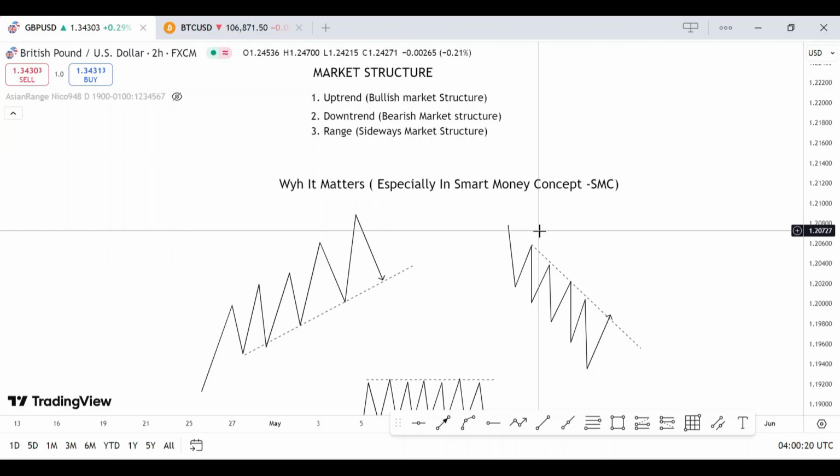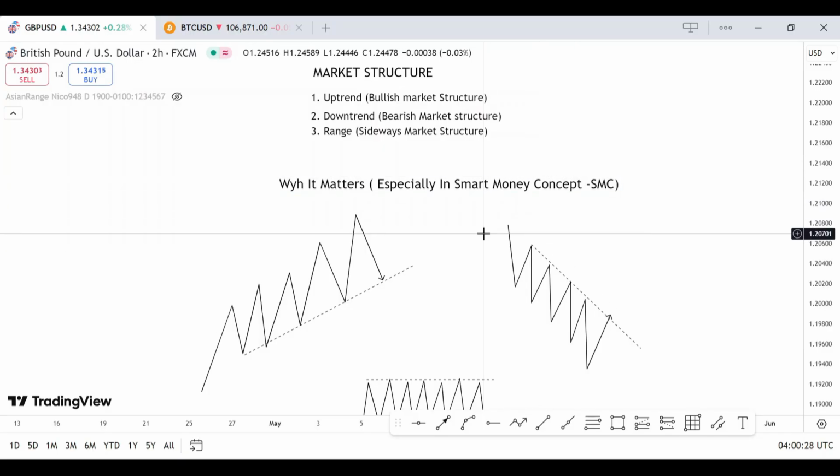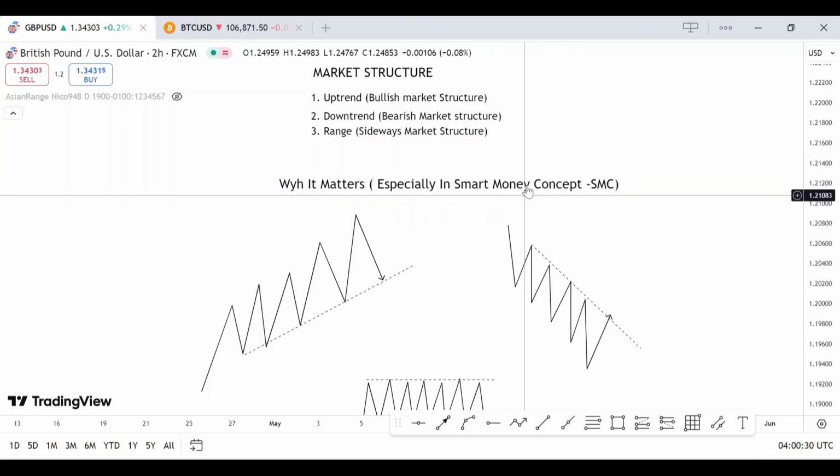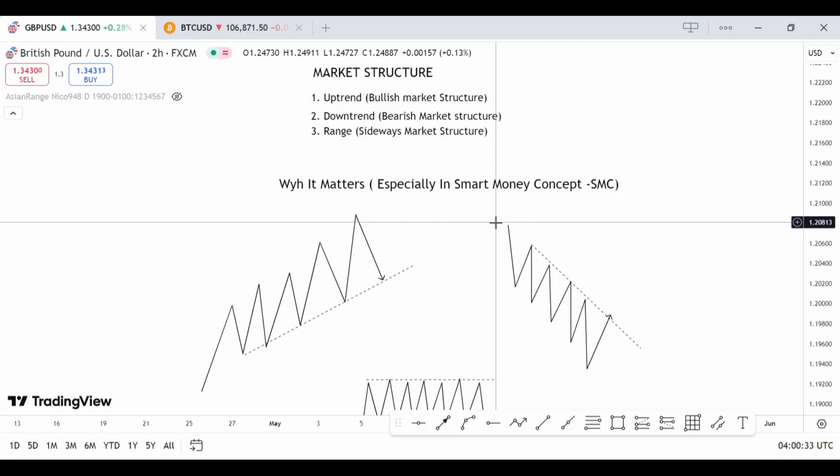Number two, it reveals liquidity zones, entry points, and trend continuation or reversal, as we said before. Market structure helps you identify where liquidity zones are and where you can take your entry point. Don't worry, we'll be looking at a live chart example of that playing out real quick. So just sit back and relax.